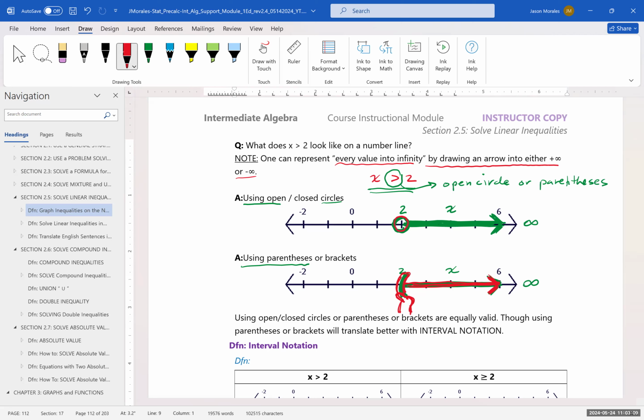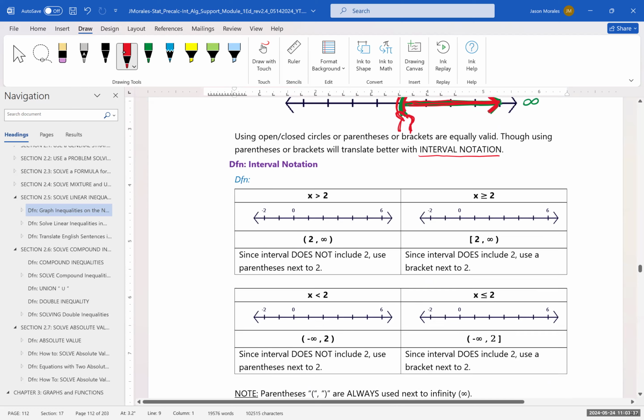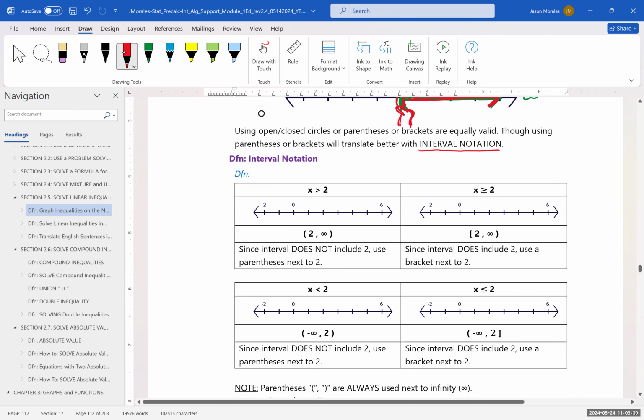With this open dot, just think of it being hollow. It doesn't include the center, and so this does not include 2. All right, so using open and closed circles or parentheses or brackets are equally valid, though using parentheses or brackets will translate better with interval notation. So let's talk about interval notation.